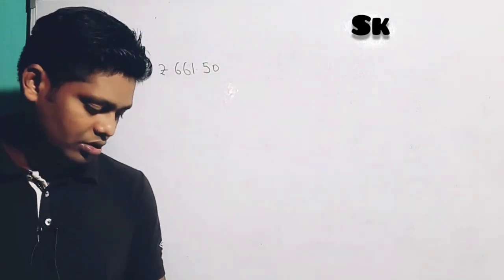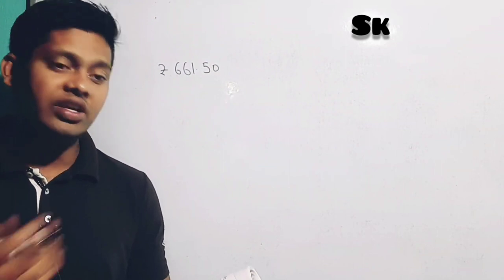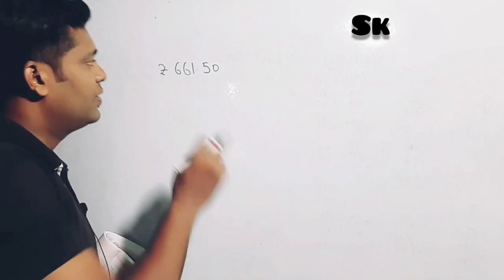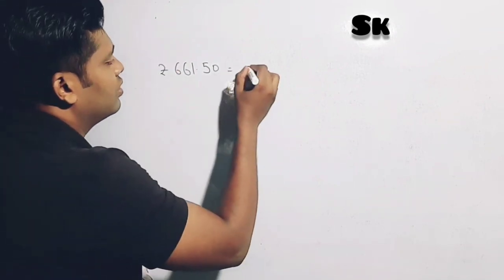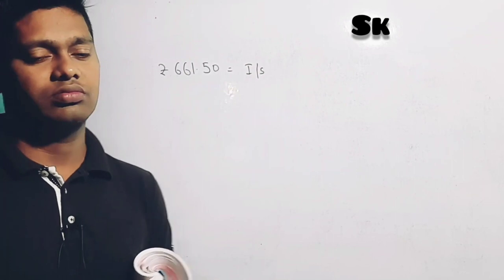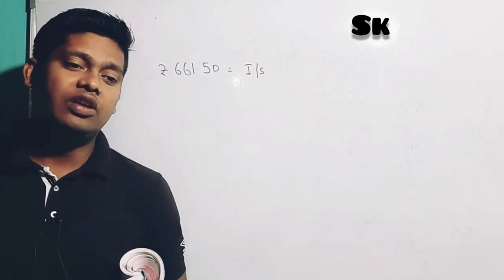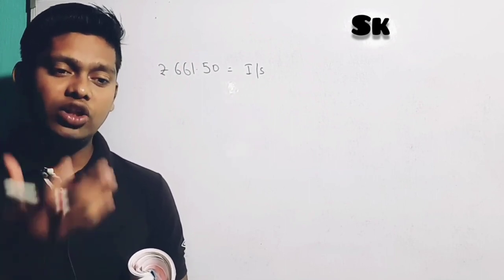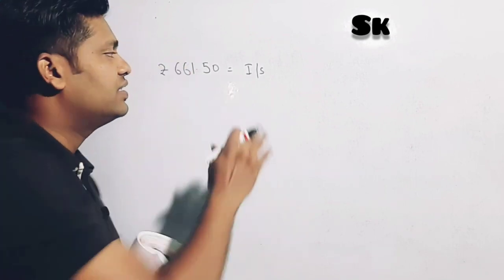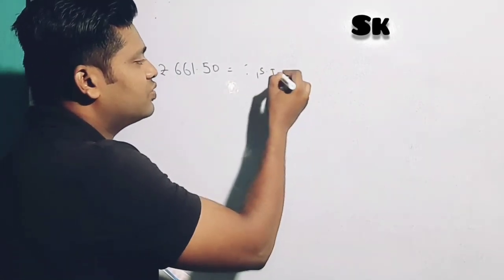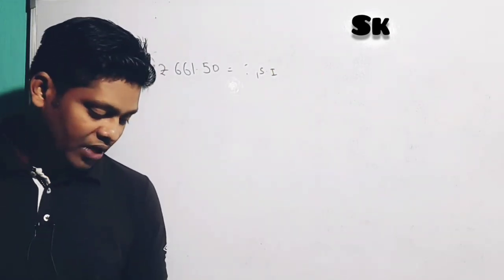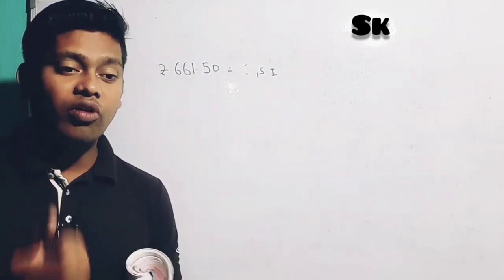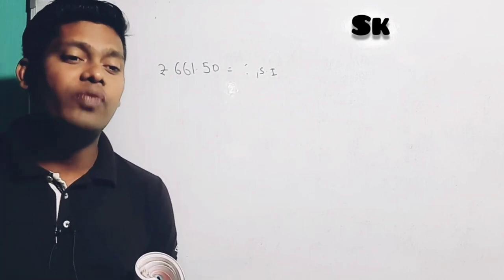For example, what sum of money will fetch you 661.50 as simple interest means this is the simple interest. What sum of money you need to find out means how much money I need to pay you so that you will get this amount as simple interest. So what is this one? Simple interest. Now, what does "what sum of money" mean?